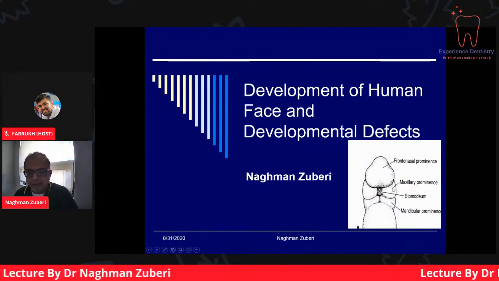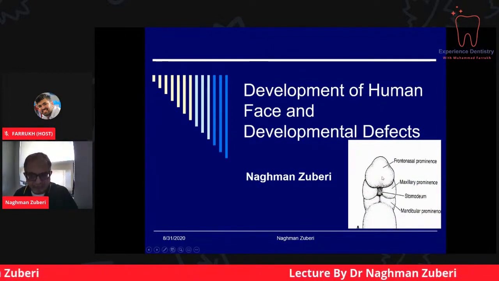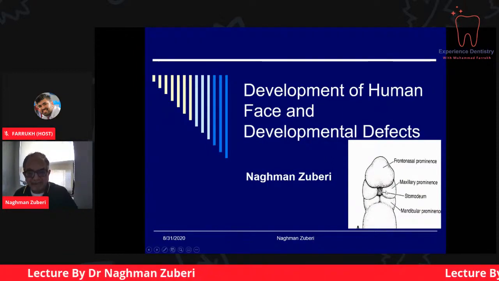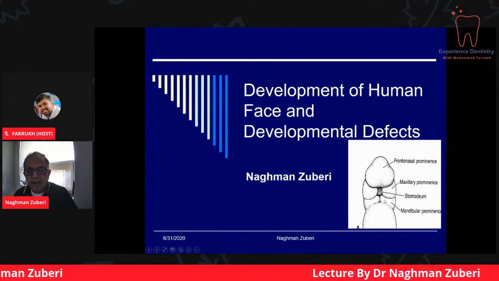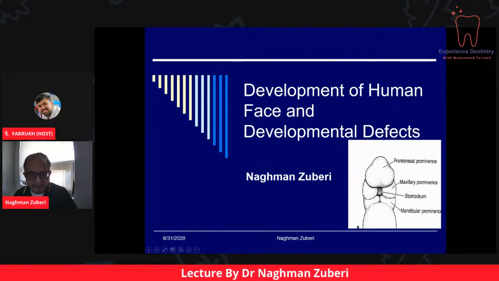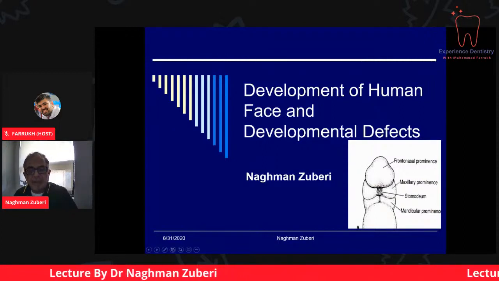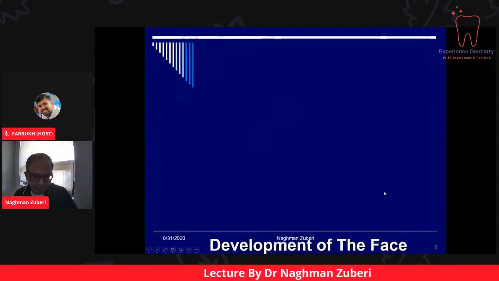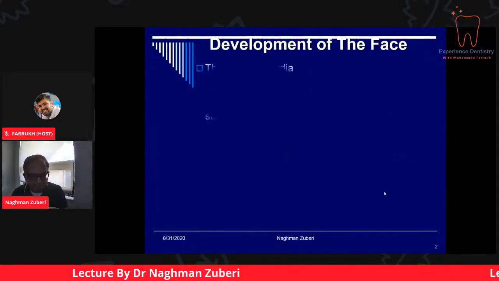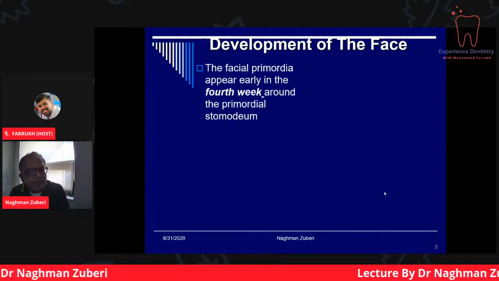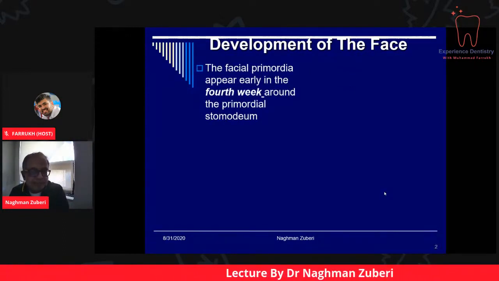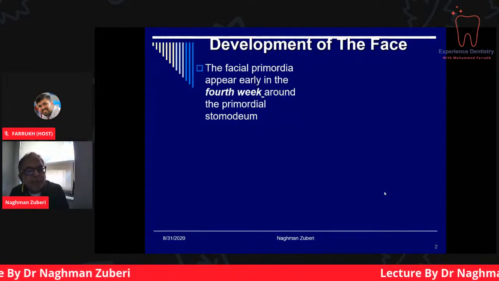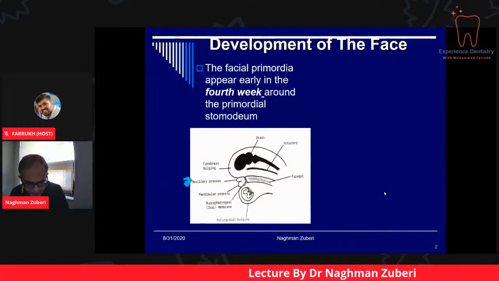there are actually 5 prominences: the frontal nasal prominence, then the 2 paired maxillary prominences, and 2 paired mandibular prominences. They all are surrounding the future oral cavity, which we call the stomodeum. The facial primordia appear early in the 4th week around the stomodeum, which we call the primitive oral cavity, just like this.